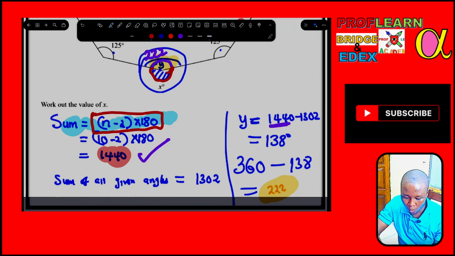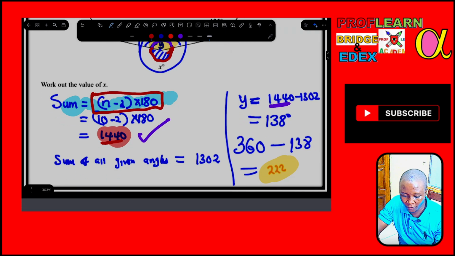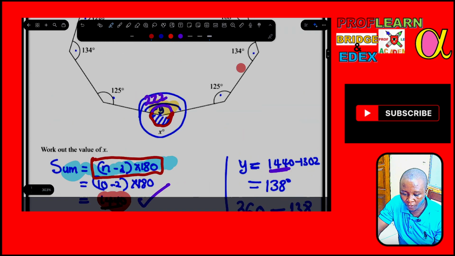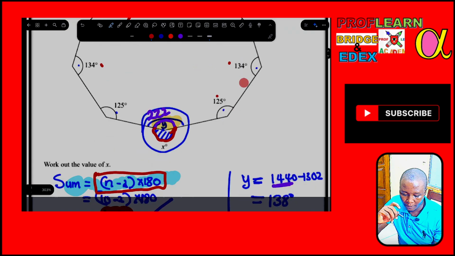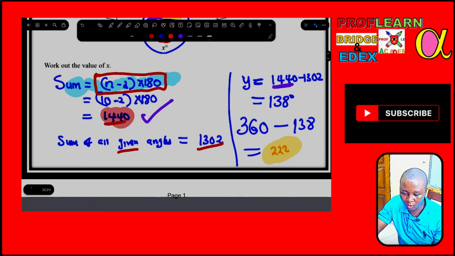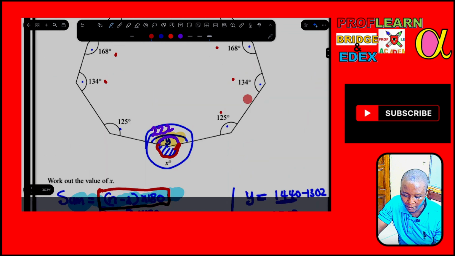and that's going to be 1440. Then we are supposed to find the sum of all the given angles. You add this one, this one, this one, you add all these angles that are here, then we're going to get 1302, which is basically excluding this angle that we have at that point. So I need to remove anything that is at that given point.